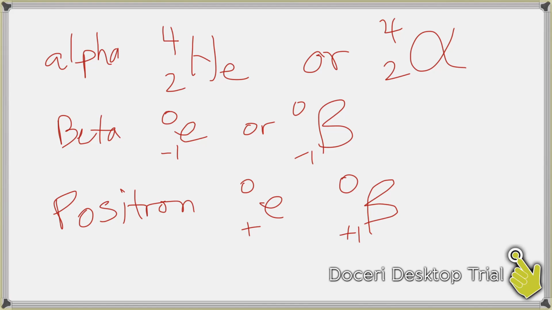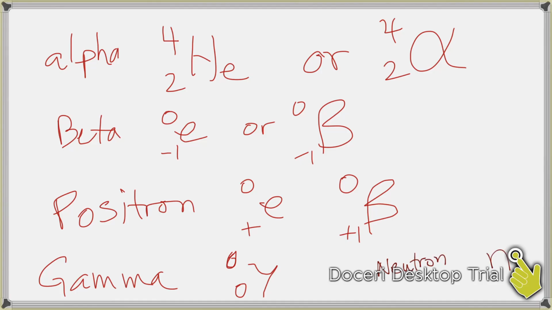Gamma, it's got no charge. It's like a letter Y, and it has no charge. And we have another one, which is a neutron. A neutron is just a neutron here with no proton. It just has a mass of 1.